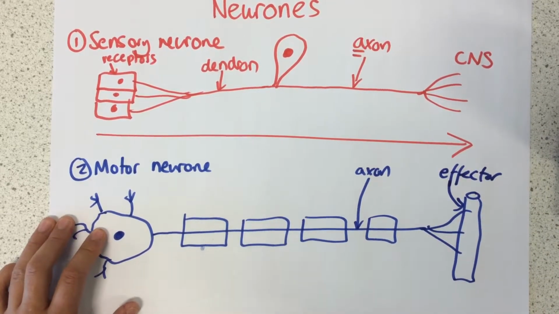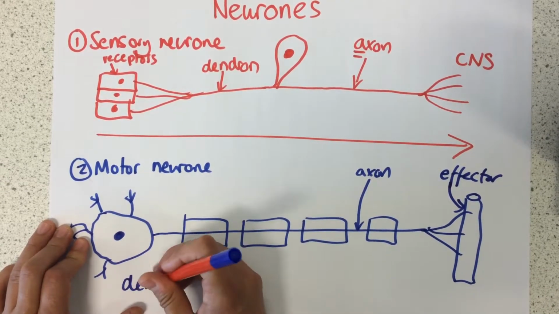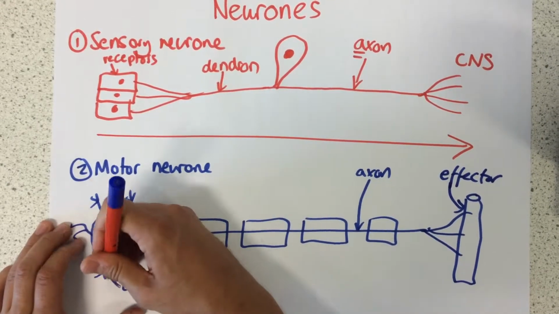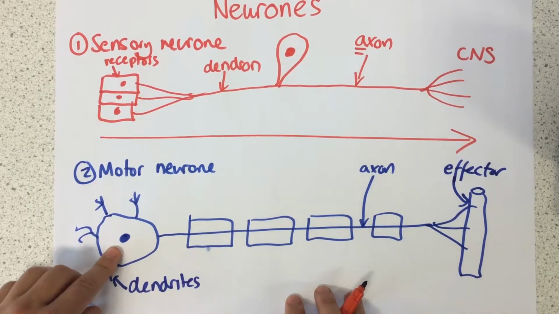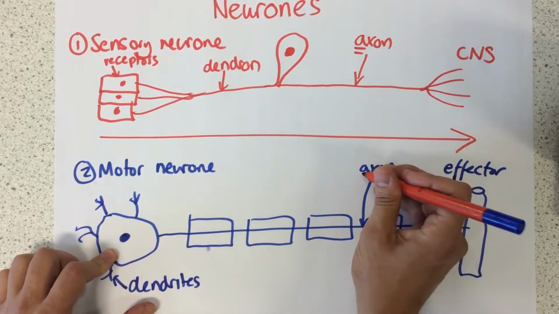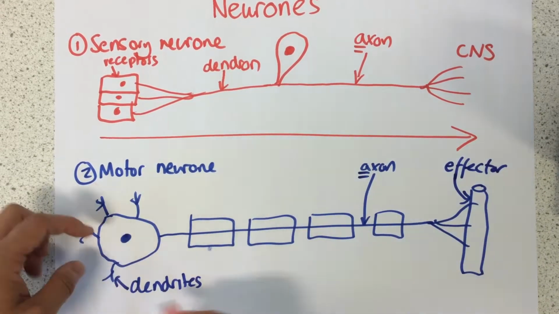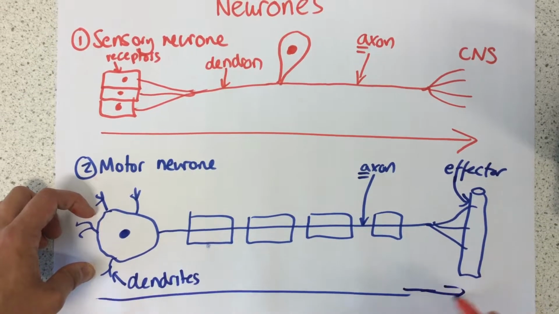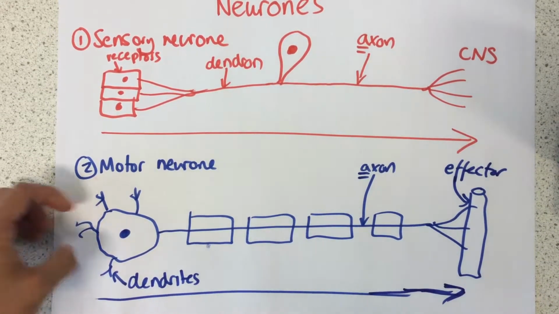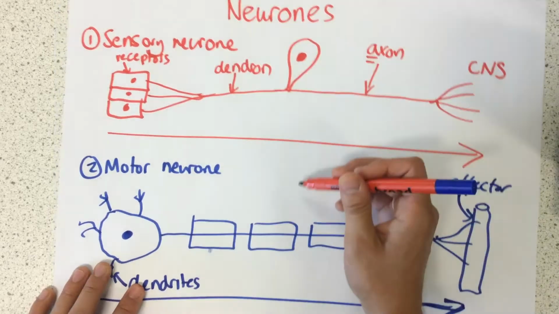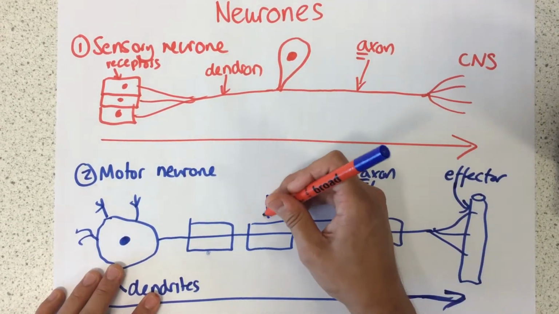Now, those things there are called dendrites. Remember, dendrites take electrical impulses towards the cell body. Axon, A is for axon, A is for away: electrical impulses away from the cell body. So the impulse is travelling down that way.